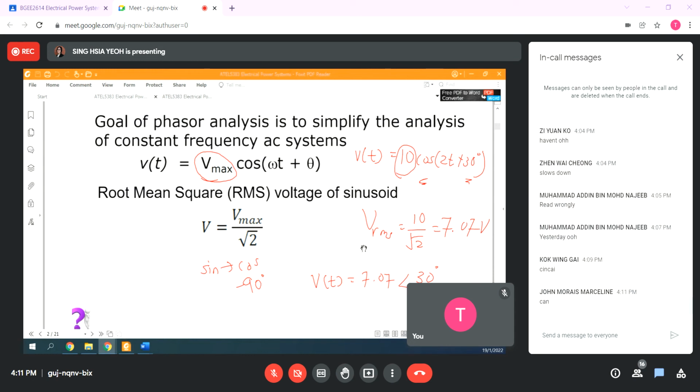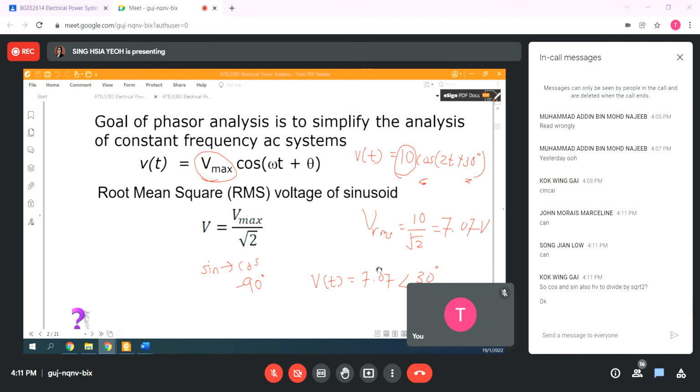Okay, this is something different with circuit analysis, and you don't ask me why. I already checked the circuit analysis book: it uses 10, and then the power system book uses 7.07. So we need to be flexible. Do cosine and sine have to be divided? No, cosine and sine need no division. The angle just follows: if it is 30 degrees, then you put 30 degrees. If it is sine, then you minus 90 degrees. The angle part is what we learned before. Just the magnitude here, we need to divide.